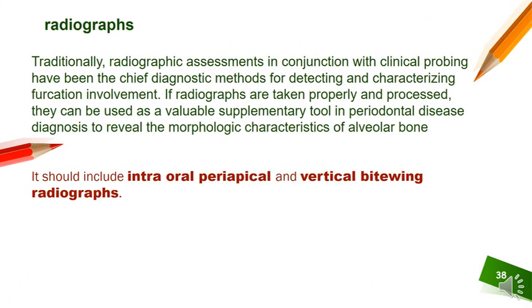Radiographs. Traditionally, as we all know, radiograph assessment in conjunction with clinical probing has been the chief diagnostic method for detecting and characterizing furcation involvement. If radiographs are taken properly, processed properly, with good angulation during exposure of the X-ray beam, then we can use them as a valuable supplementary tool in periodontal disease diagnosis to reveal the morphologic characteristics of the alveolar bone. It should include both intraoral periapical and vertical bite wing radiographs.